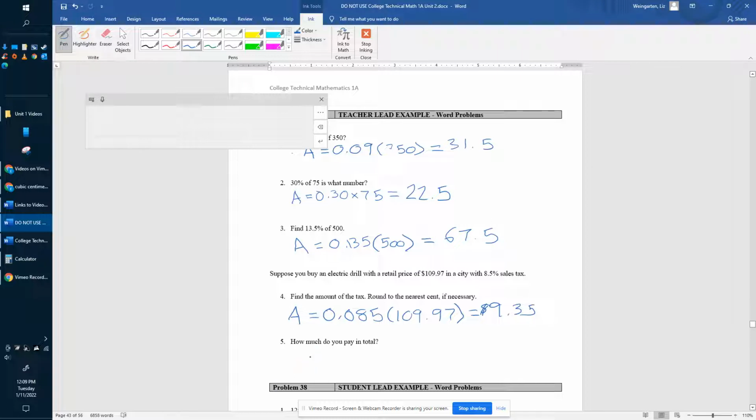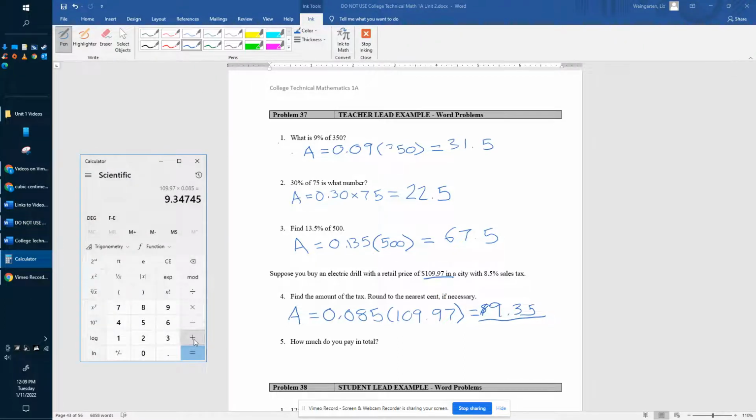How much do you pay in total? So we have the sales tax, we have the original amount, we just got to add them together. So we'll take that amount, add 109.97, and we get 119.32.